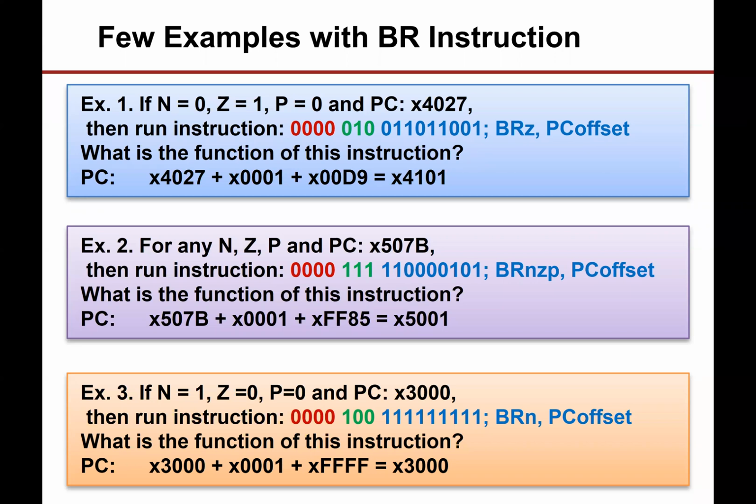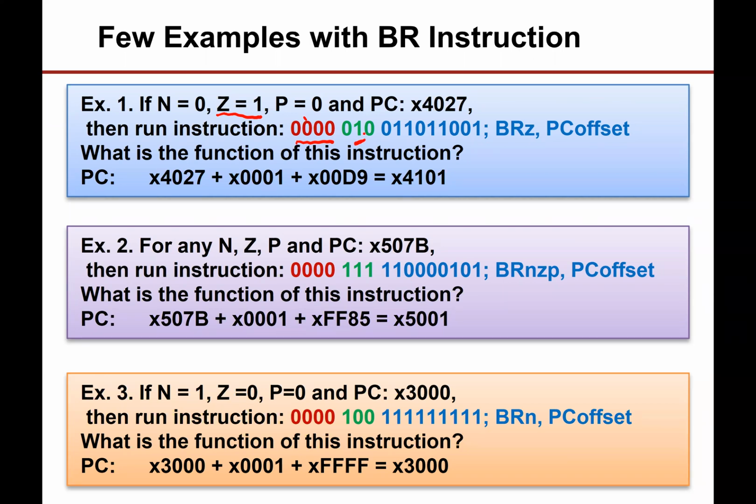So for this example 1, here n is 0, capital Z is 1. So this means you want to test the Z condition code, right? And the P is 0. Right? And the current PC is x4027. Then at this time, when you run the branch instruction, right? This 000 means this is a branch instruction, and it tests Z.